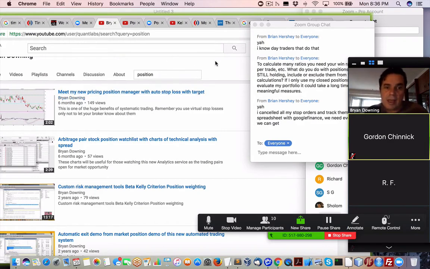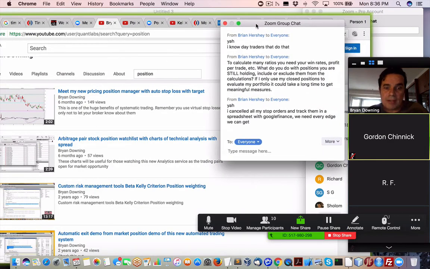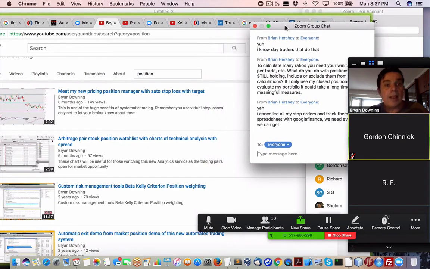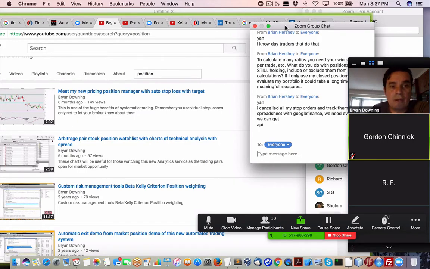So Brian says, "Yeah, I canceled all my stop orders and track them in a spreadsheet with Google Finance. We need every edge we can get." Yeah, exactly. But if you're a developer or programmer, you can do that with simple stuff using Python. You can funnel and execute your orders to the broker through an API that they provide, but you don't have to let them know about this particular type of order. You don't need to tell your broker you're going to put on a stop order at this percent when the position goes up or down. You can do it virtually, and the less they know, the better it is to your advantage.